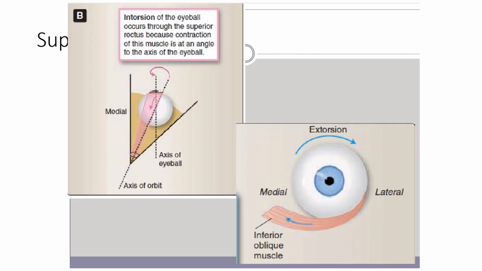I like this picture just to give another perspective of the axis of the orbit, and the axis of the eyeball. So this is the axis of the orbit. This is the axis of the eyeball in blue right there. So intorsion of the eyeball occurs through the superior rectus because contraction of this muscle is at an angle to the axis of the eyeball.